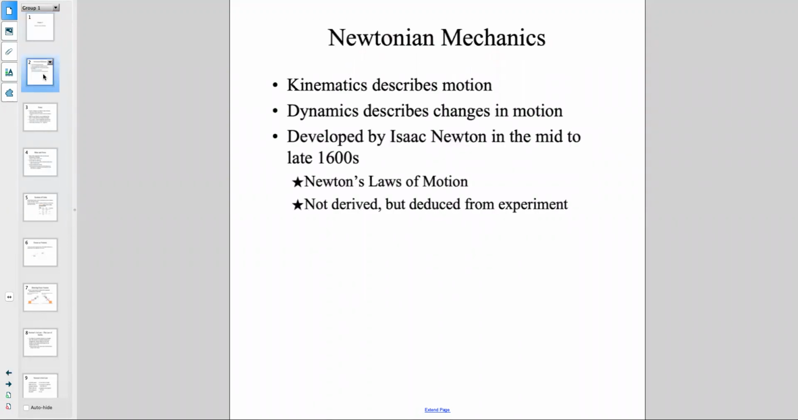Newtonian mechanics. Kinematics in general describes the motion, and dynamics describes changing of the motion, whatever the cause of those. These are mostly developed by Sir Isaac Newton in the mid to late 1600s. That's why we have Newton's laws of motion, and they're not derived, but they've been deduced from experiments. In other words, these are laws that he found by doing experiments and not just by deriving the mathematical version of them, okay? So let's take a look at them.